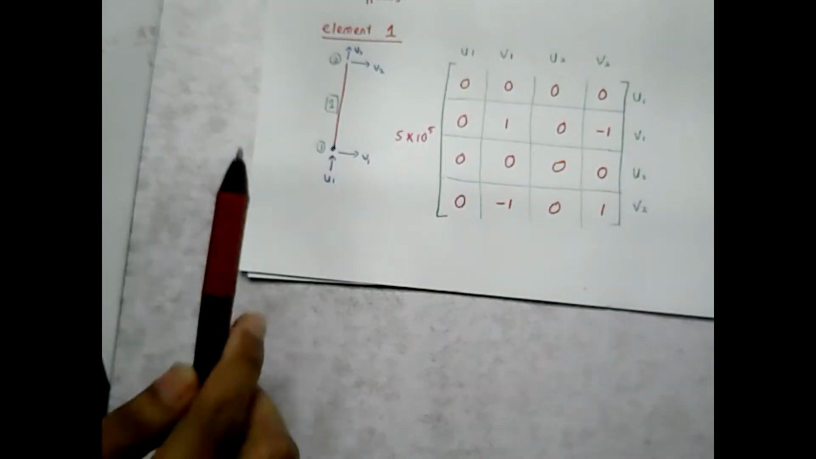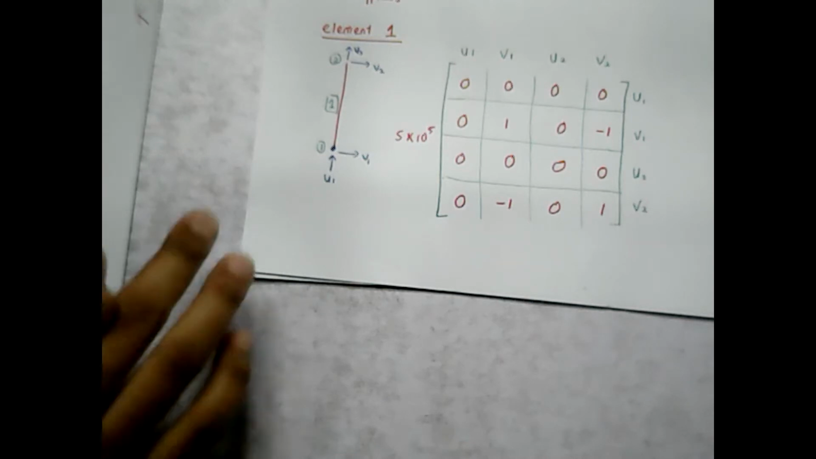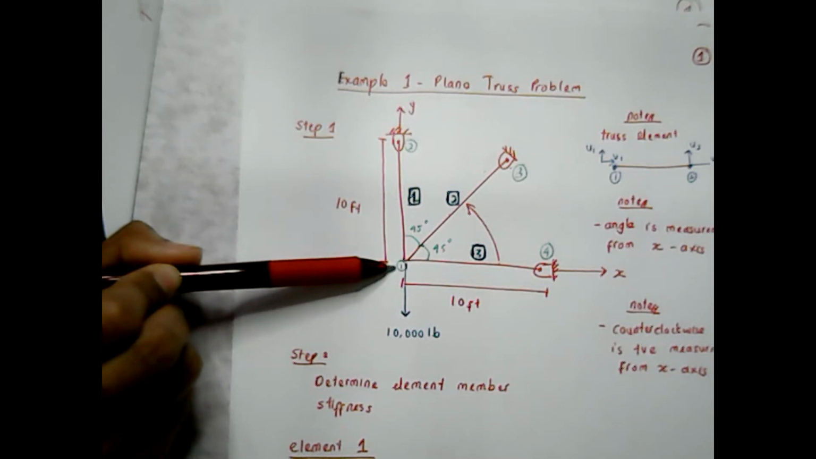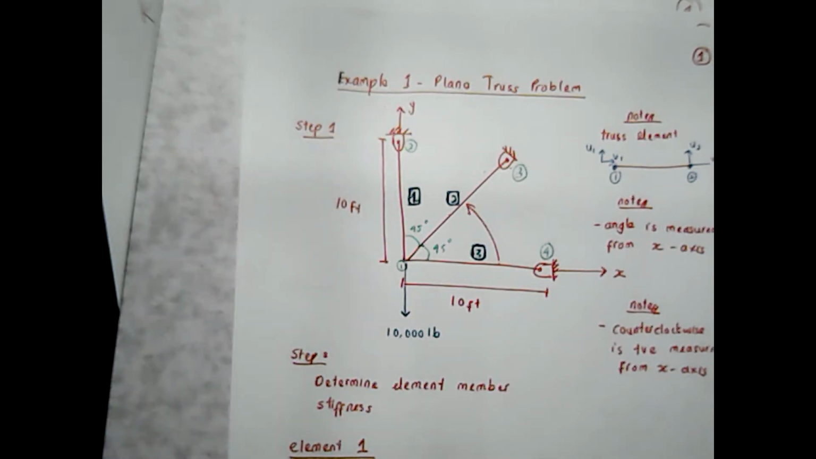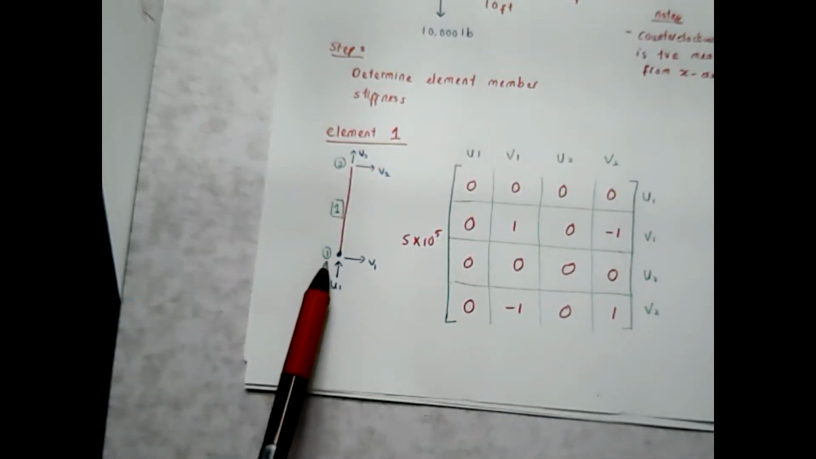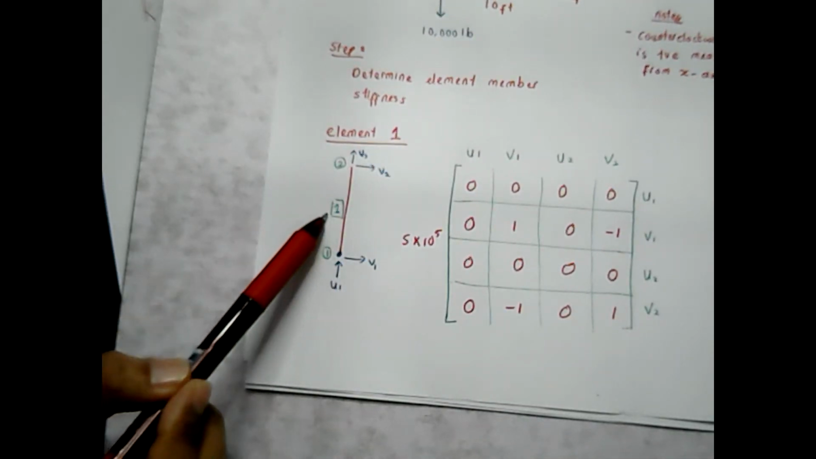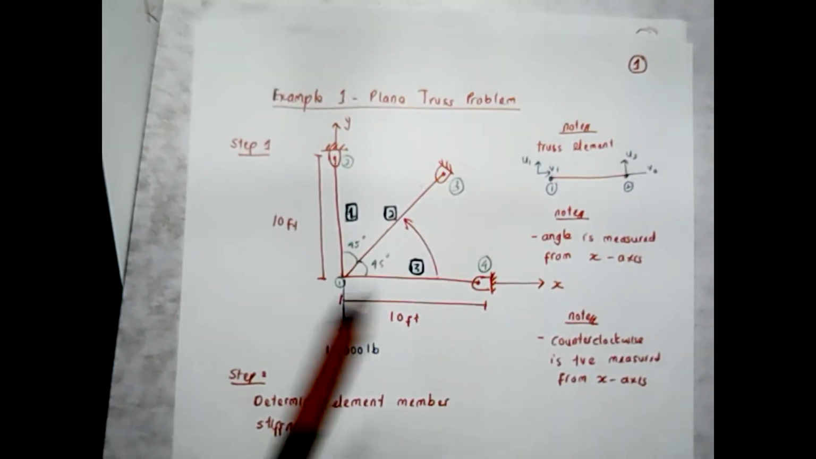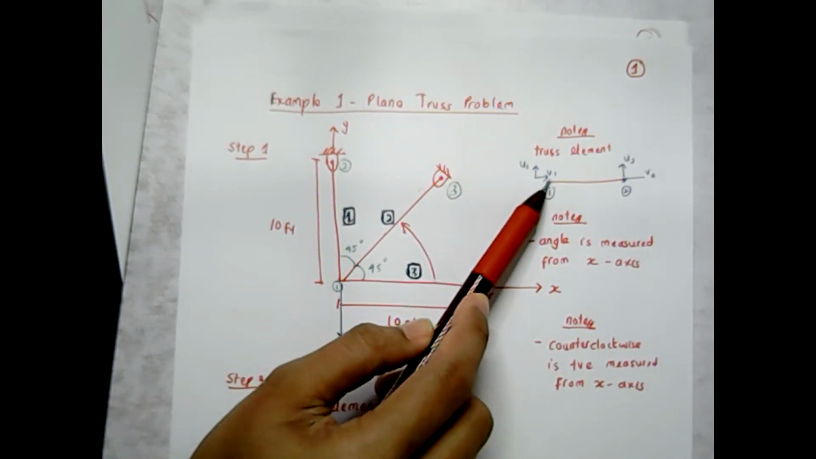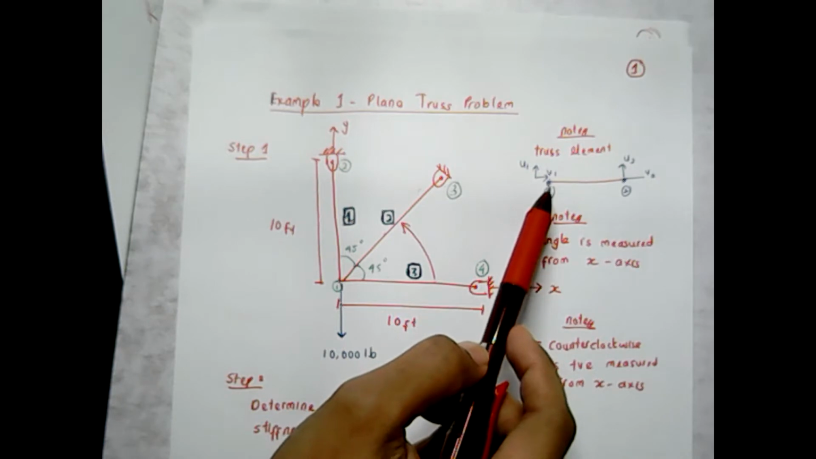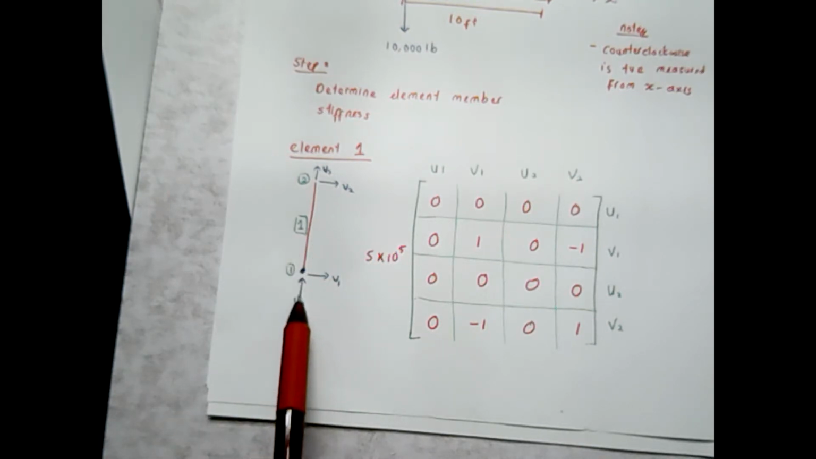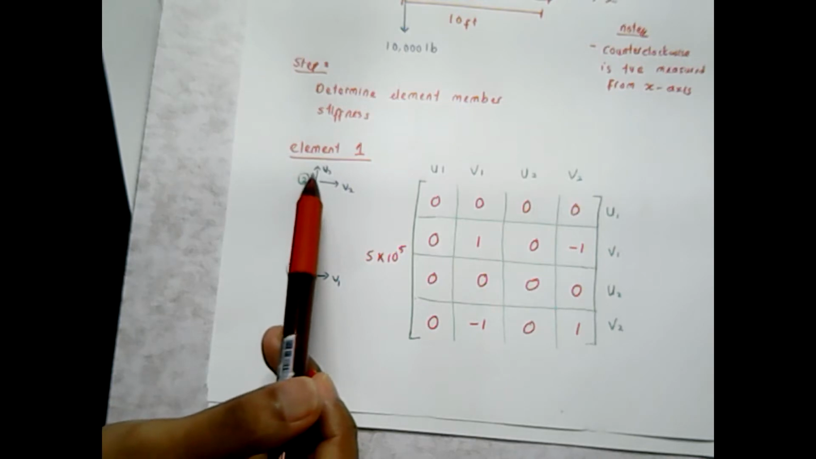Now let's look at element number 1. Just to recall, element number 1 is governed by node 1 and node 2. If you look here, node 1, node 2, element number 1, and the degrees of freedom as I highlight here, you have u1, v1, u2 and v2, meaning that for truss you only have 2 degrees of freedom at the nodes. For node 1 you have u1, v1, and for node 2 you have u2, v2.